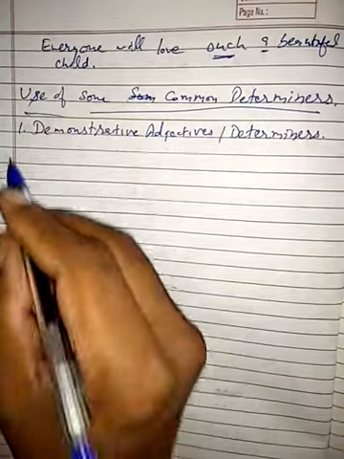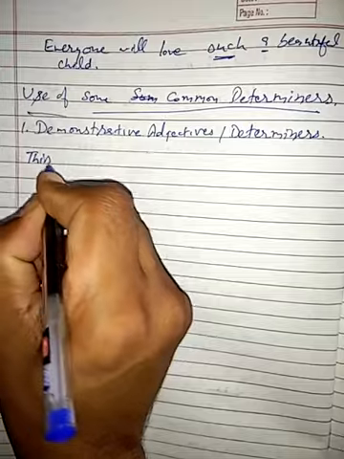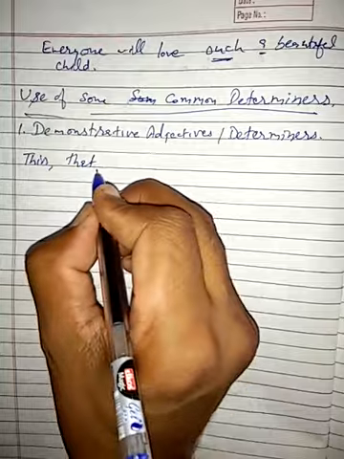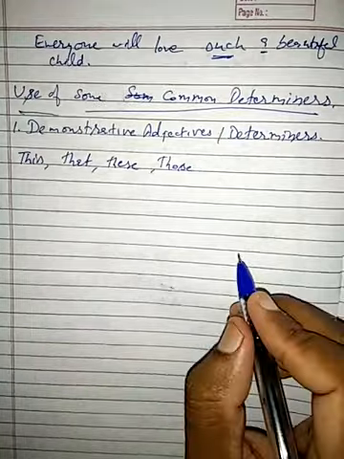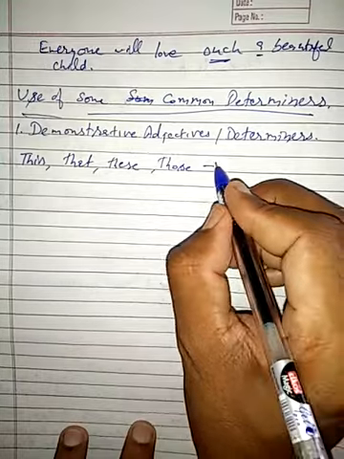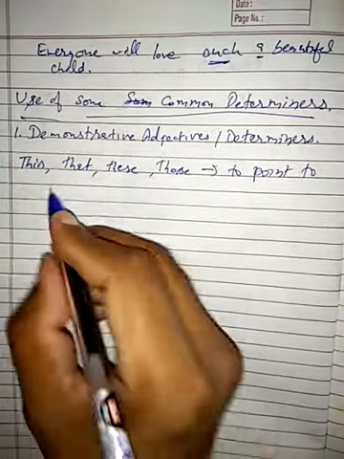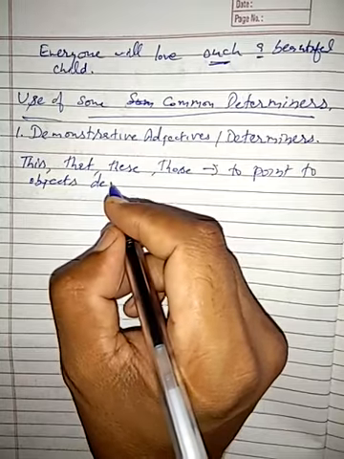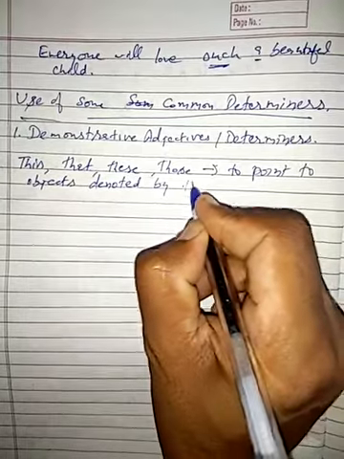just to qualify it and to fix the limit of it. Okay, so students, as I told you in the introduction, this, that, these, those are some of the determiners that are used to point to objects denoted by the nouns that follow them.